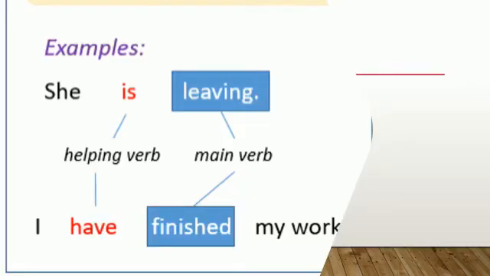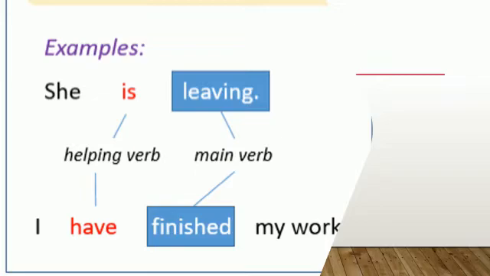Now, let's look at these two examples. She is leaving. Now, the main verb here is leaving and the helping verb is is. I have finished my work. Here the main verb is finished and the helping verb is have.